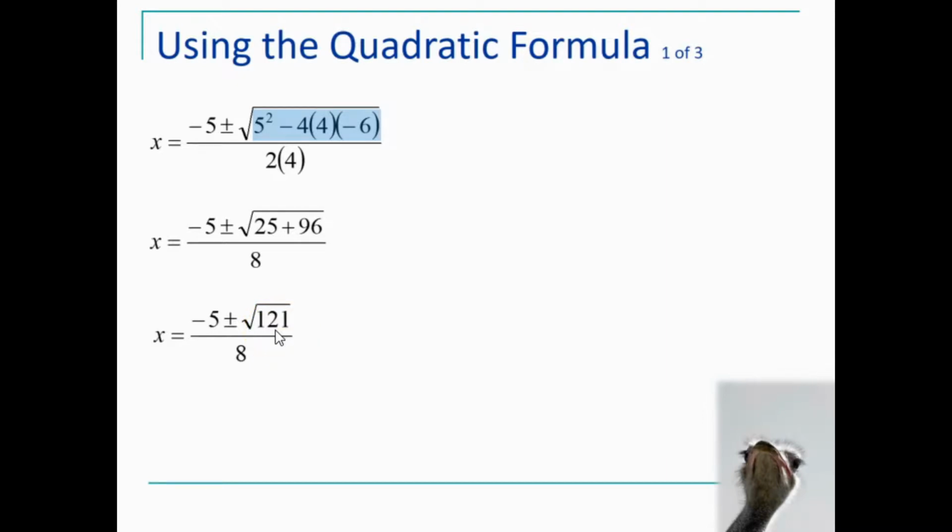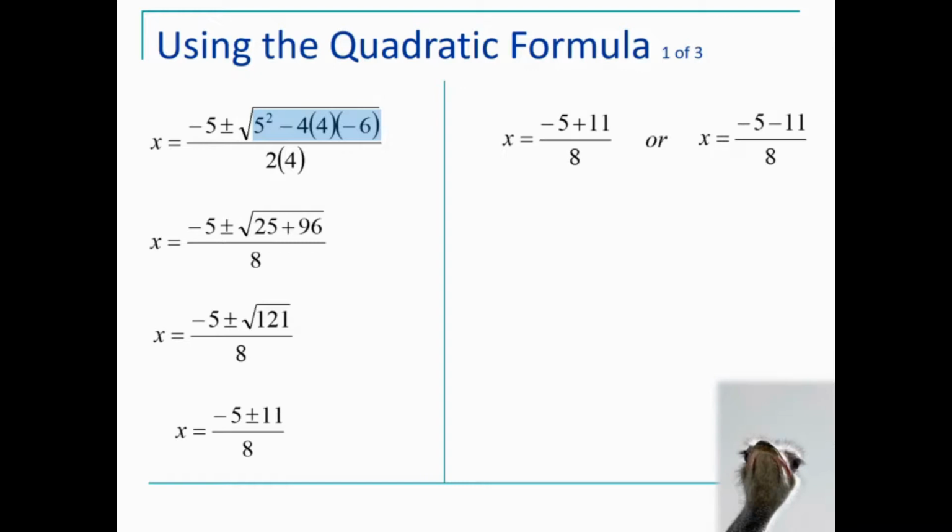Continuing to simplify this expression, the square root of 121, since it's a perfect square, is 11, resulting in x equal to -5 plus 11 or -5 minus 11, each over 8. Simplifying this combined solution into the two possible solutions is the following.